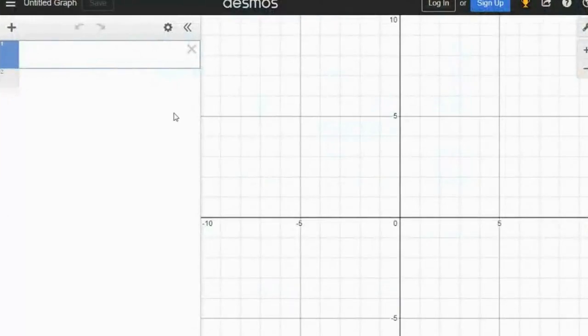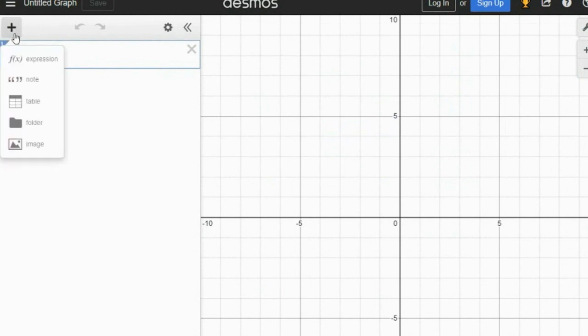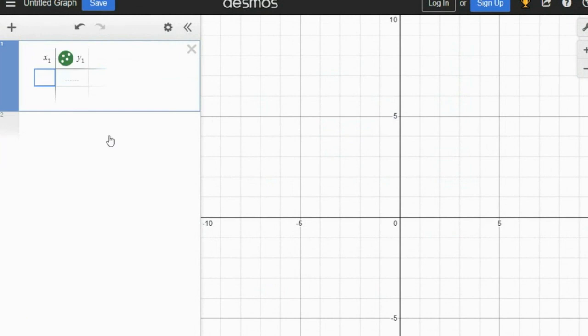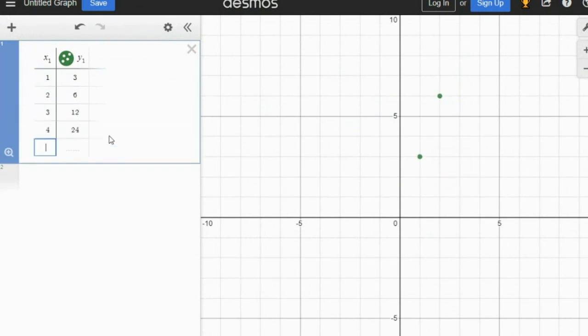All right, so there are 2 ways. The first way is if you have all the values, you can say, okay, I'm going to make a table. The first term is 3, the second term is 6, the third term is 12, the fourth term is 24, the fifth term is 48, and the 6th term is 96.